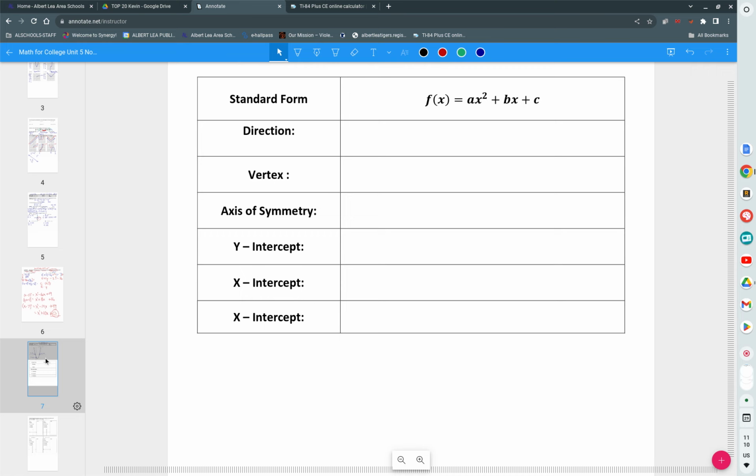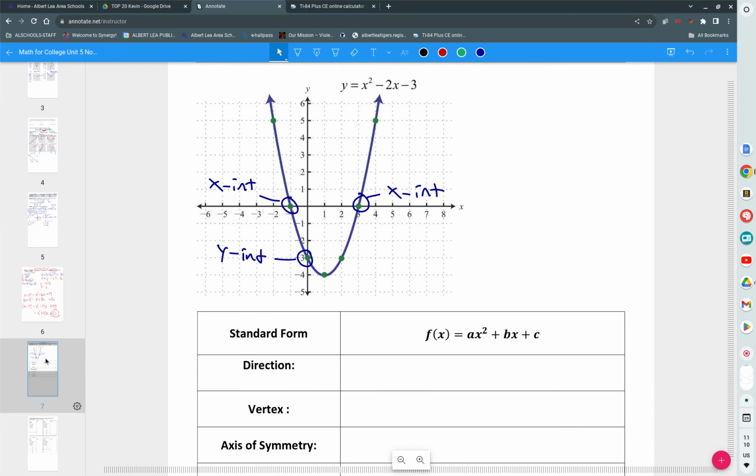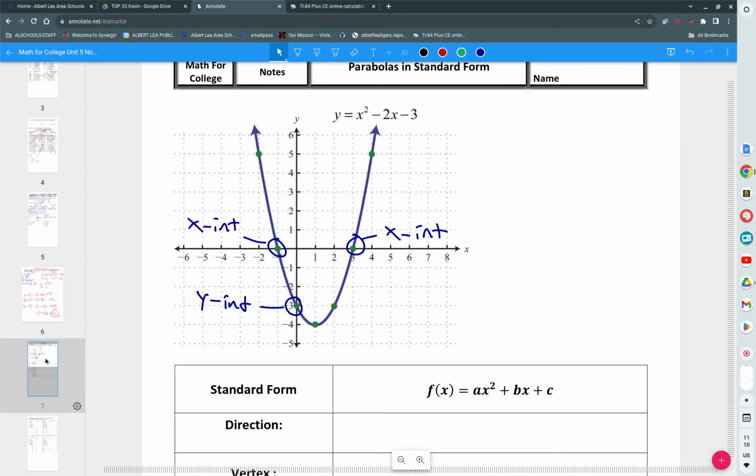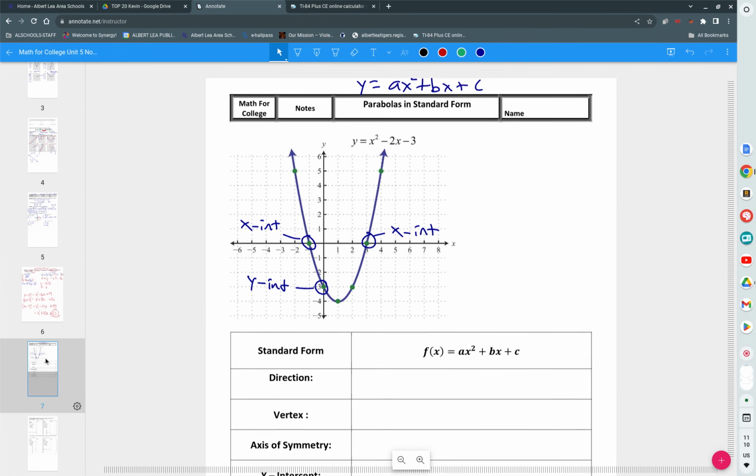All right, so let's first talk about the x-intercepts and y-intercepts because that's what we did yesterday. I want to talk about the y-intercept first. If we think about the y-intercept, yesterday, how did we find the y-intercept? What did we do? Plug in 0 for x. Very good. Jackson's got it. He says plug in 0 for x.